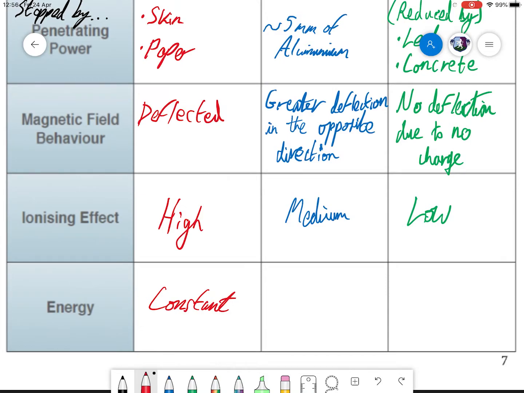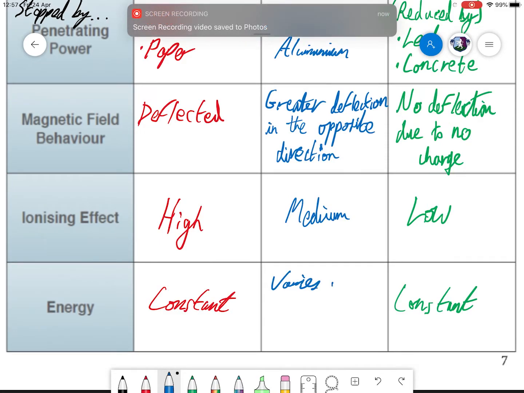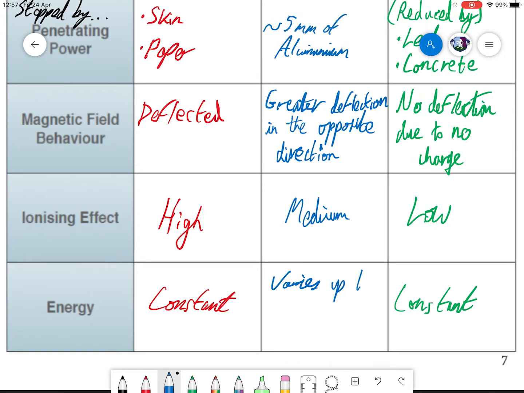And in terms of energy, alpha particles, E equals mc squared, they will have a constant energy. Gamma, its energy is E equals hf. As long as the frequency is the same, the energy is the same. Beta, it can vary simply because it comes from the nucleus, from a decay. So it can lose energy whilst leaving the atom itself. So there's a maximum amount, but it can lose some on its way there.